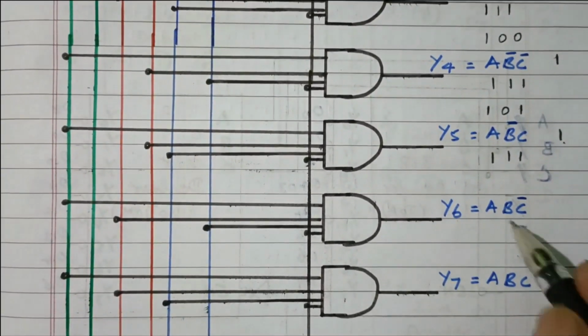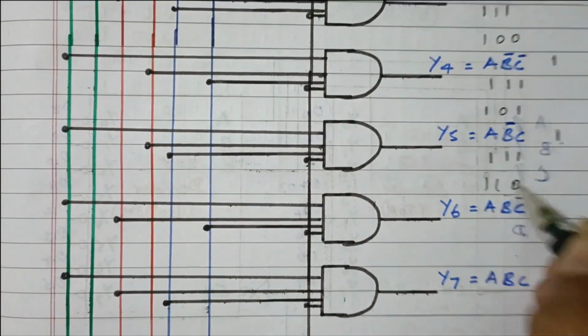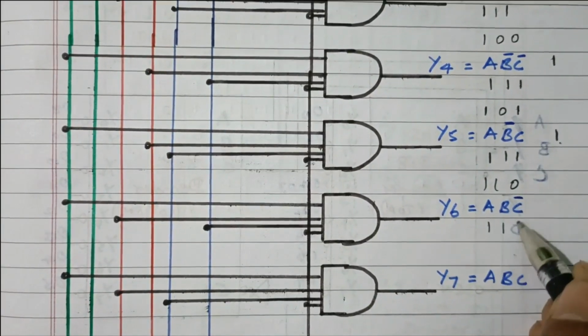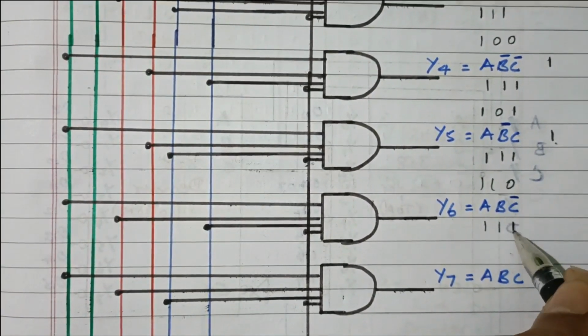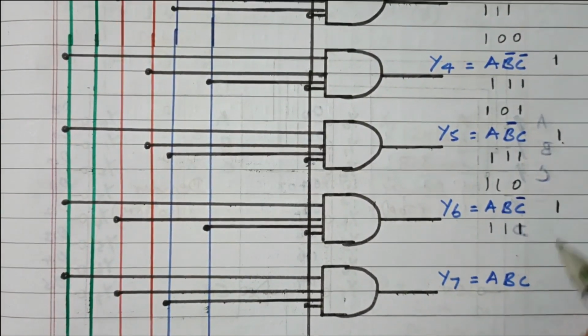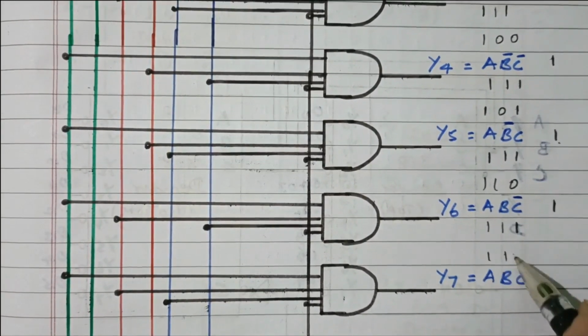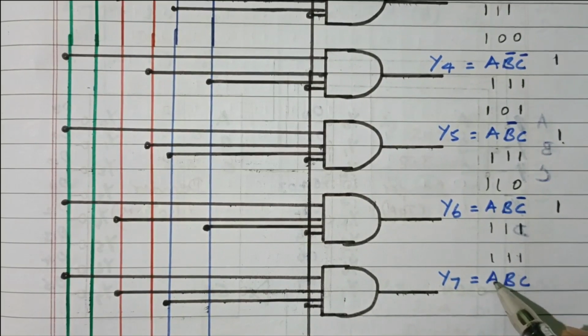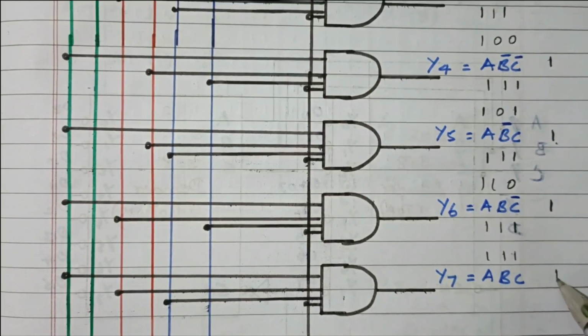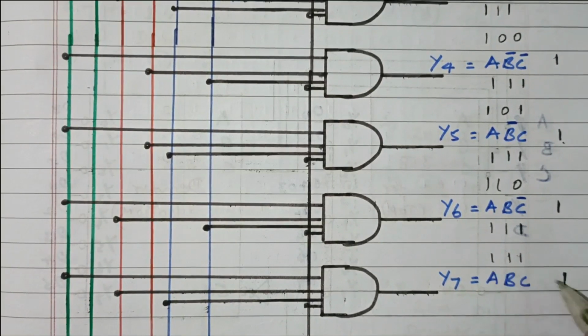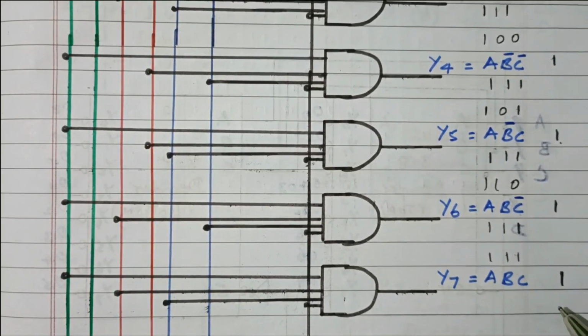Right. The next combination 1, 1, 0. So A is 1, B is 1, but C is 0, C bar means 1. So we'll get Y6 as 1. Here all are 1 only. Already for this ABC 1, 1, 1, we are getting 1 as an output. So all are already 1. So we will get Y7 as a 1 output.